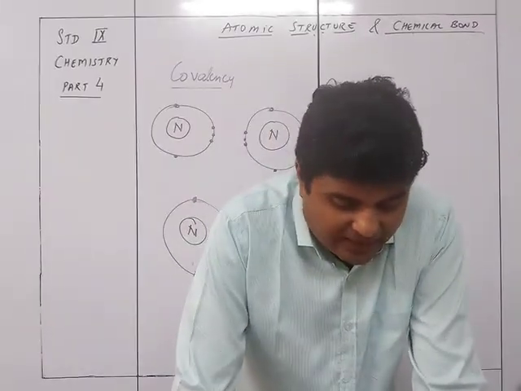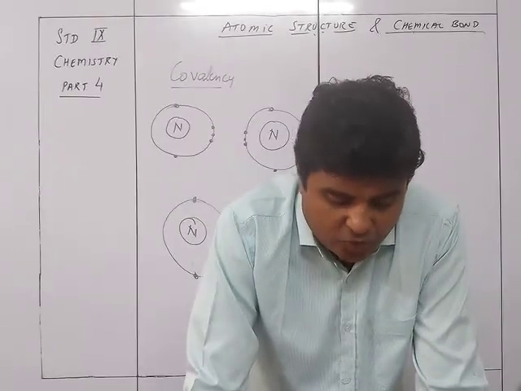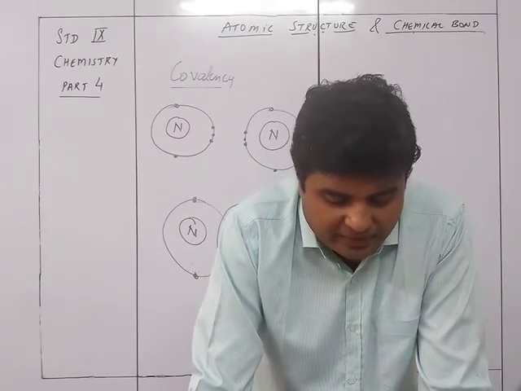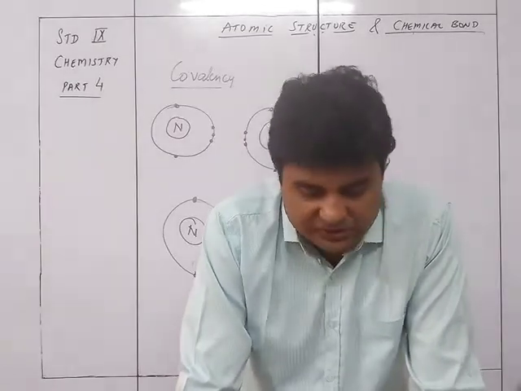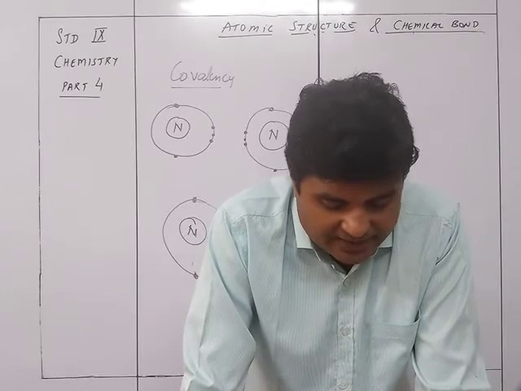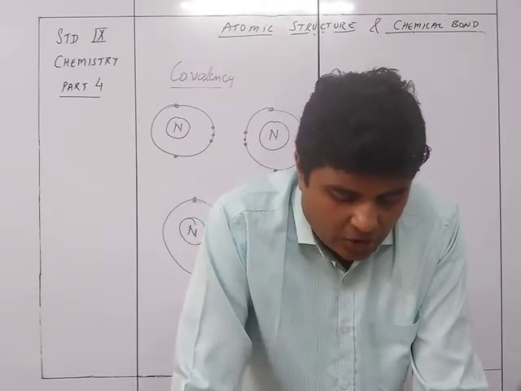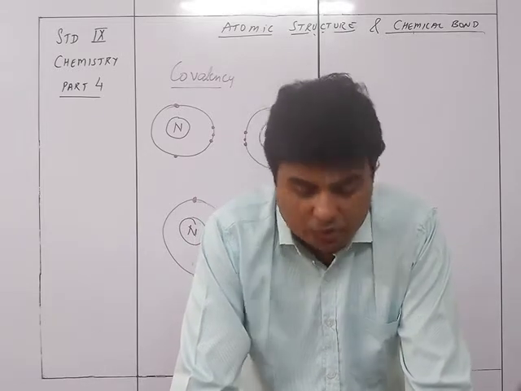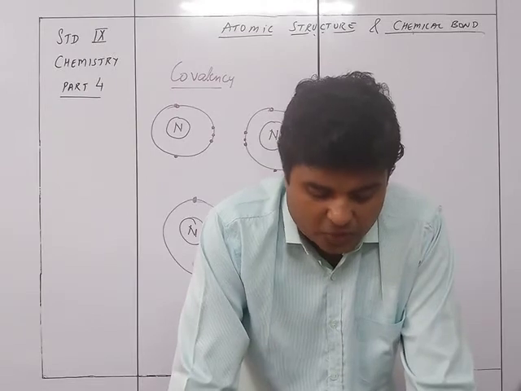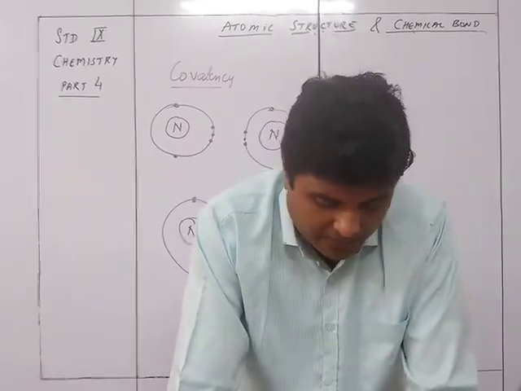The non-metallic element nitrogen, 14N7, has electronic configuration 2,5. To attain the stable configuration of the nearest noble gas neon, 2,8, it needs 3 electrons in the valence shell. Hydrogen atom has electronic configuration 1. To attain the stable duplet structure of the nearest noble gas helium, 2, it needs 1 electron in its outermost shell.